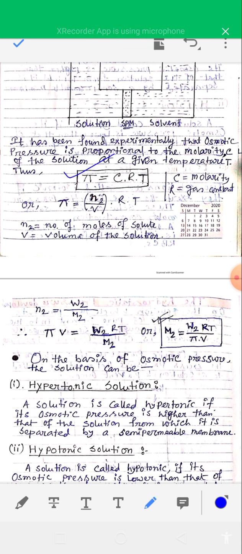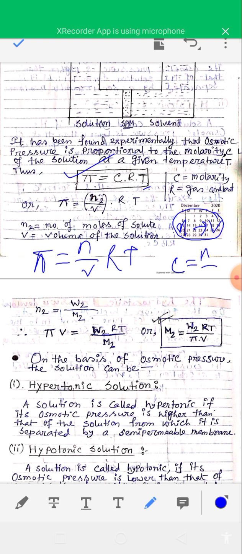That is, pi is directly proportional to molar concentration, that is molarity of the solution, and pi is directly proportional to absolute temperature, and R is the universal gas constant. Or you can also write pi is equal to N by V RT, where N is the number of moles of solute. If N mole solute is present in V liter solution, then the molarity of the solution is C is equal to N by V.